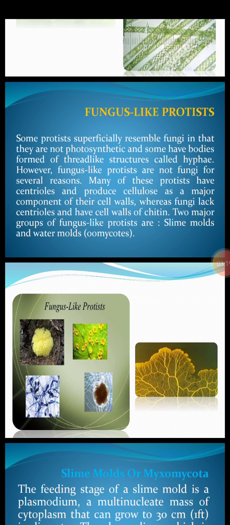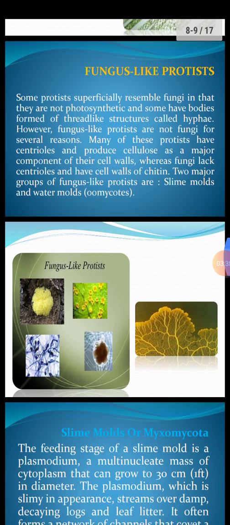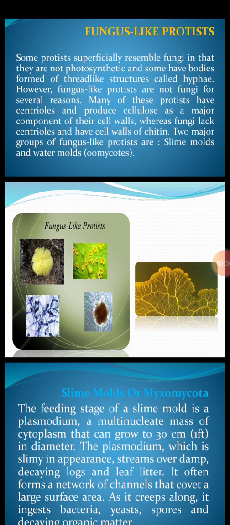Some of these reasons are that protists have centrioles, which are for cell division, and produce cellulose as a major component of their cell walls. But fungi lack centrioles and have cell walls made up of chitin. So this is the basic difference which differentiates them: the protist cell wall is made up of cellulose, whereas the fungus cell wall is made up of chitin. Two major groups of fungus-like protists are slime molds and water molds. Now images of fungus-like protists are shown.